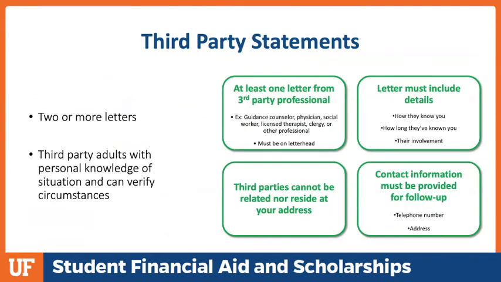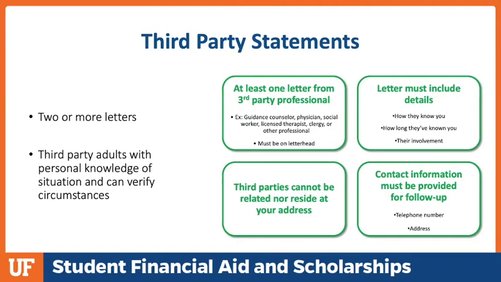So let's briefly discuss the third-party statements. The dependency override petition is the only petition where you would need to include letters from others that are involved with your circumstances. With third-party statements, you would want to make sure that you have 2 or more letters, and that the third-party adults who write those letters for you are knowledgeable about your situation and can verify your circumstances.